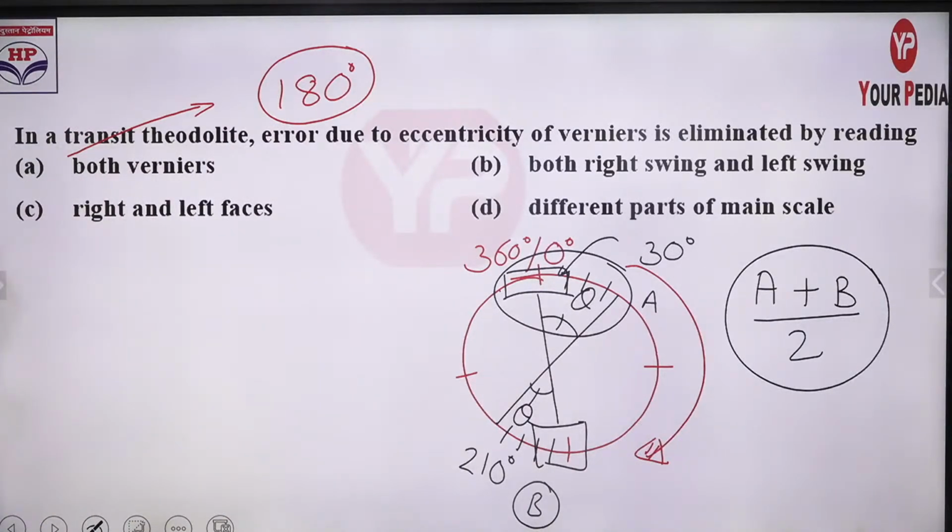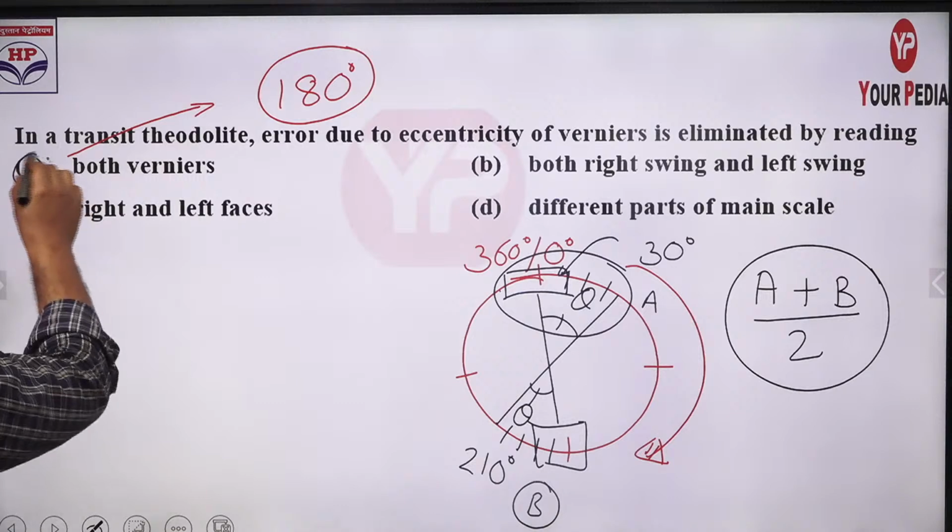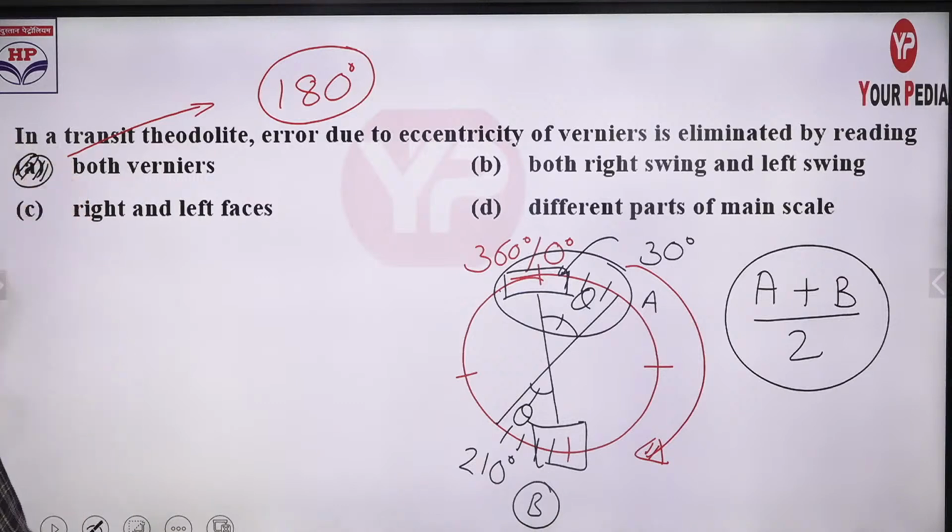So here the answer will be, we will read the reading of both the verniers. What we have on vernier A and what reading we have on vernier B. Simply, the answer will be option A. So let's proceed to the next question.